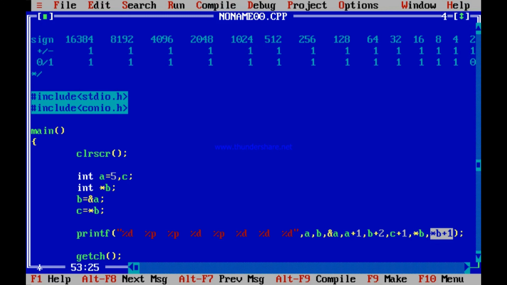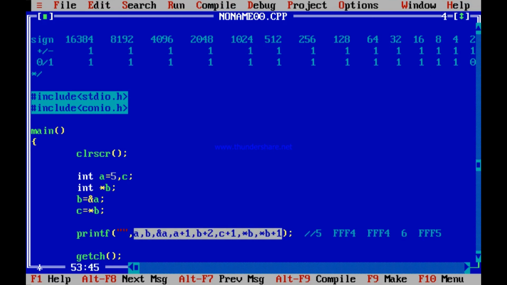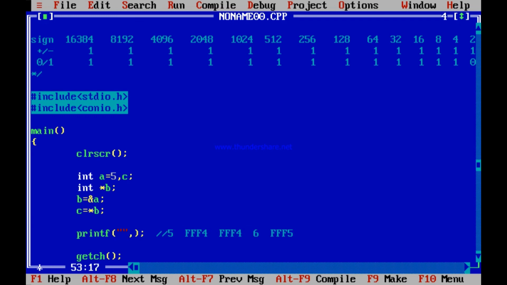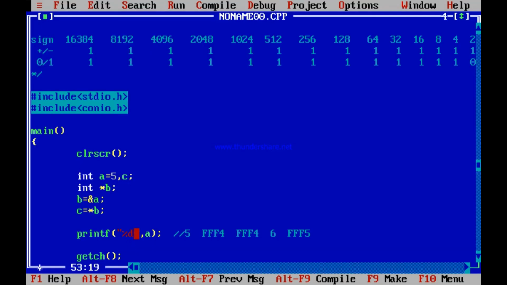Now I will not write all this together, to make you explain easily. I will take one example at a time, and you will try to answer within your mind what will be the output. Say over here I print A. What should be printed? A is 5. So I should print it as percent D, percent D A. So 5 should be printed. Alt R enter. Yes, 5 is printed. If I print A plus 1, A is 5, A plus 1 is 6. It is an integer, so again percent D should be used. Alt R, enter. Yes, 6.